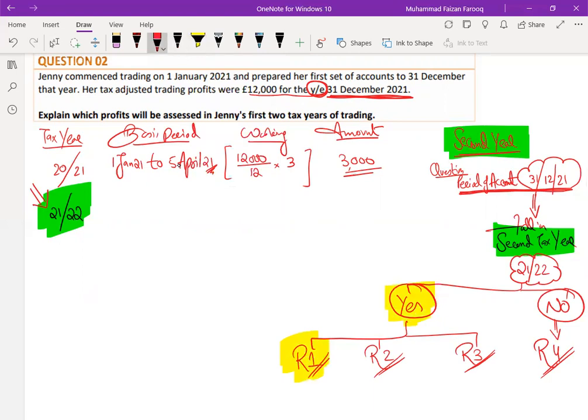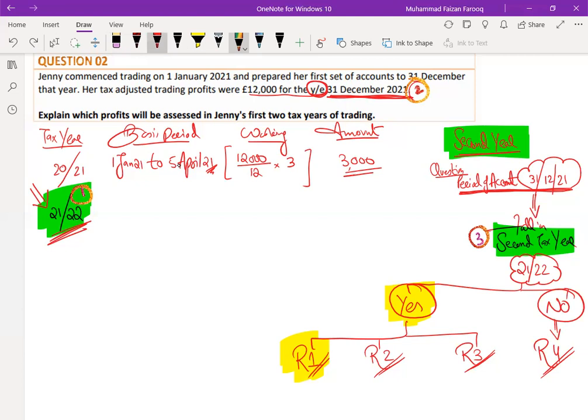What did we do? We just wrote the second tax year first. Is it 21-22, right or wrong? Right. Then we took the year end from the question, the second step. This is the first step, this is the second step. And we ask a small question: does the year end fall in my second tax year? The answer will be yes or no. In this case, the answer is yes, correct?